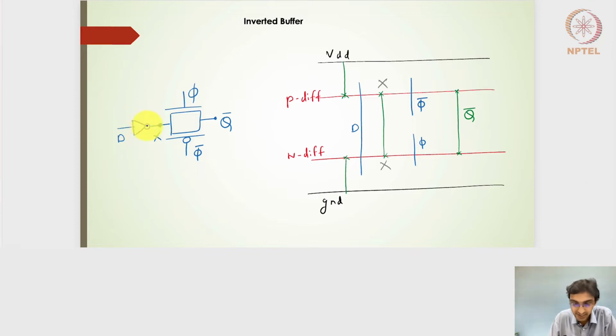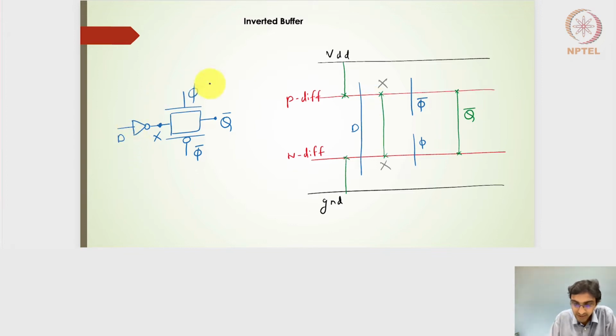In the inverted buffer design, we have an inverter followed by the transmission gates. The clock is provided to the NMOS gate, and the complement of the clock signal is provided to the PMOS gate. Right. To understand the difference between the inverted buffer and the tri-state inverter design, we need to understand the stick diagrams. In fact, to understand the differences or similarities, we'll have to understand the stick diagrams, and that's why the stick diagrams are drawn here on the right side.